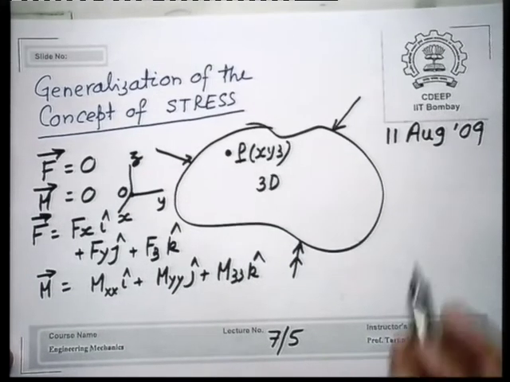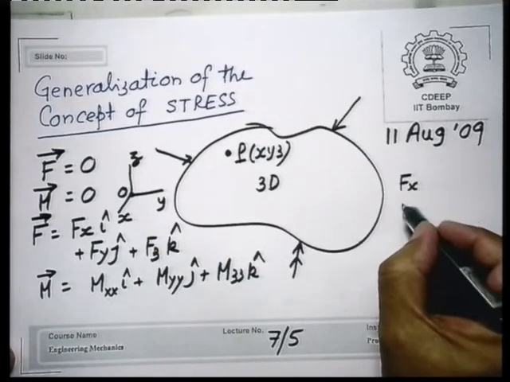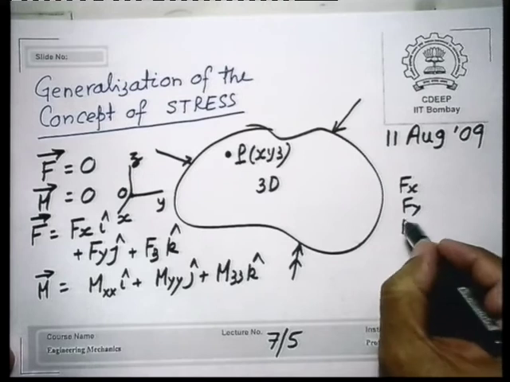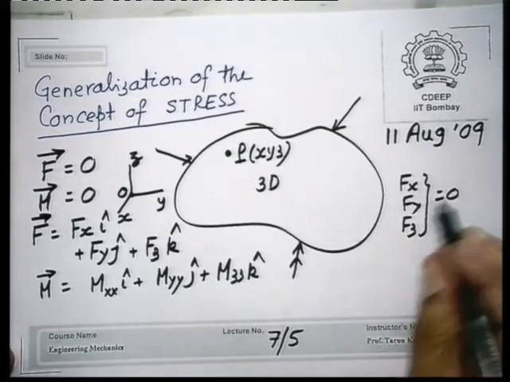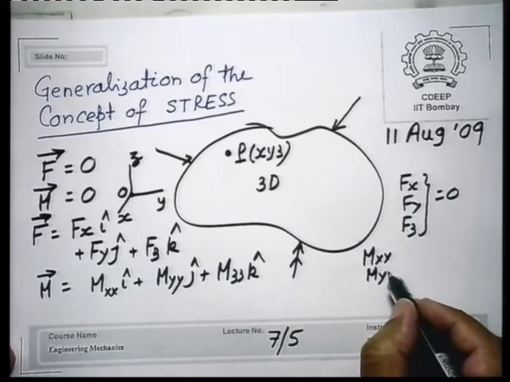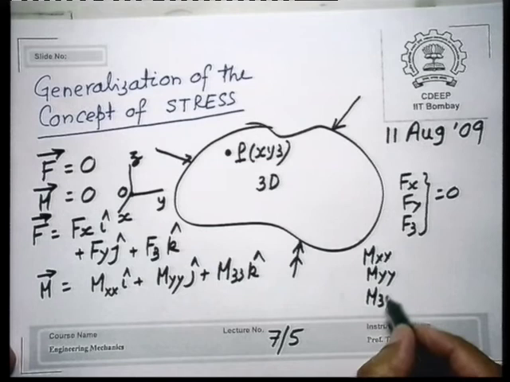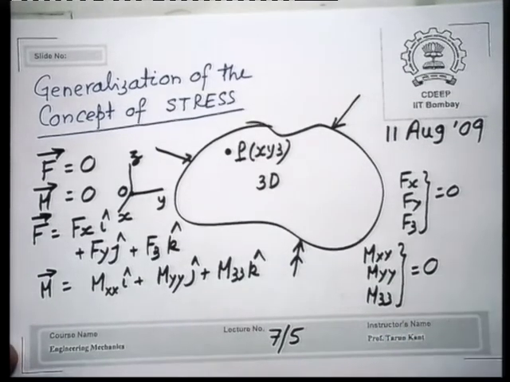So, this gives rise to 6 conditions of equilibrium. 6 is scalar. So, you have Fx, Fy, Fz equal to 0, and Mx, My and Mz individually, all 3 are 0. So, 6, but basically 2 vector equations, force and moment, for any finite size.